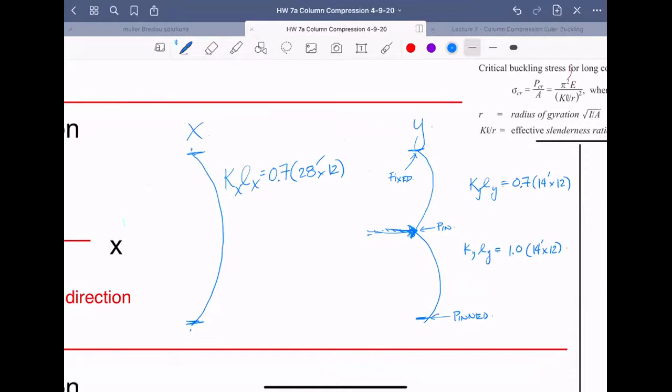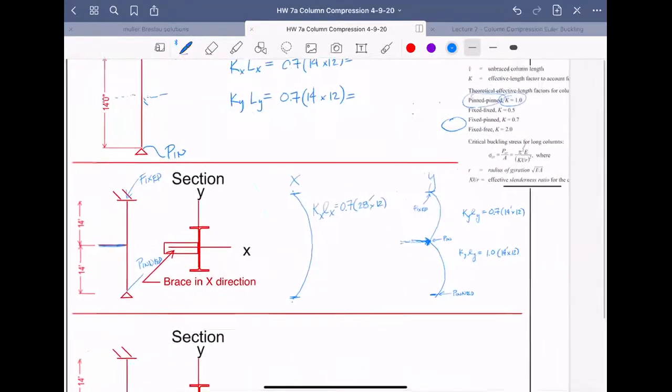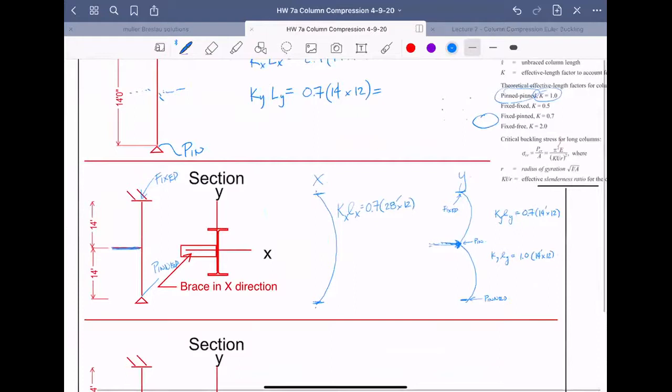Okay. Any questions before we go to the next one? All those values are given, right? Everything is given. You're given the length on the side, you're given the K on the side. Okay. Any questions? Is that only for a fixed to pin beam?